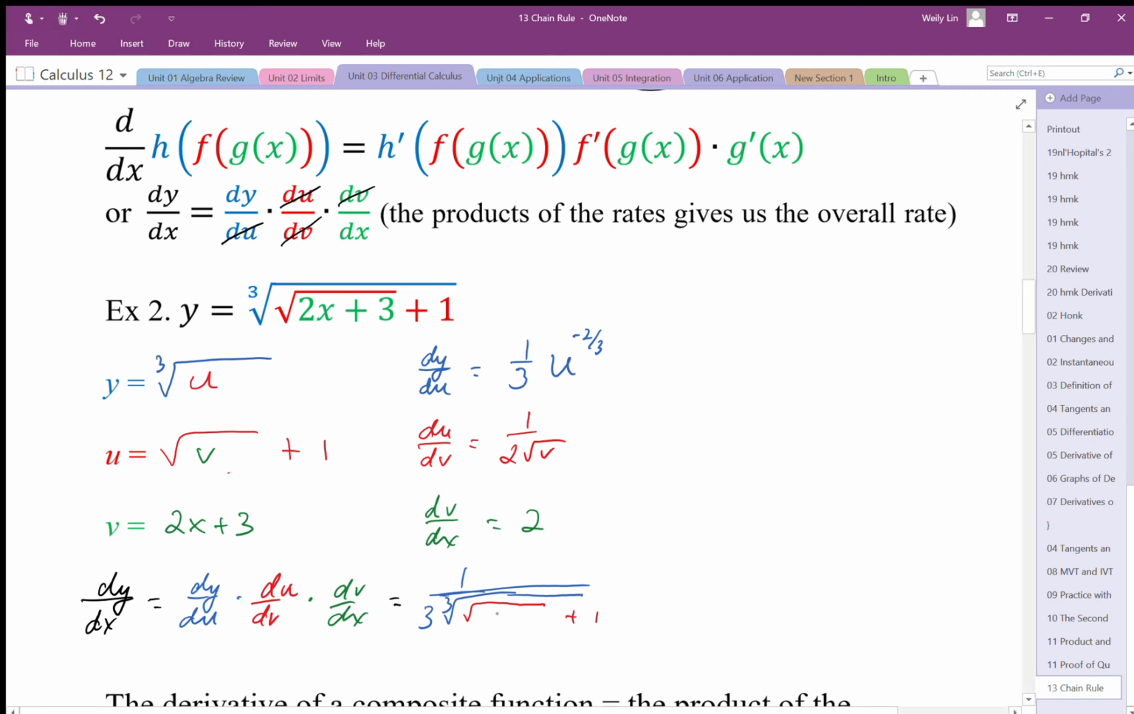I'm not going to replace the v yet, but the next step is I need to multiply. That's my dy by du, and I need to multiply by du by dv. So it's going to be like this: 1/2 square root of whatever the v function is, times the derivative of v with respect to x, which is times 2. So this is what it looks like when I've actually started using the functions instead of the notation. If I can recognize the functions embedded, I can just keep them in there as I do my derivatives.